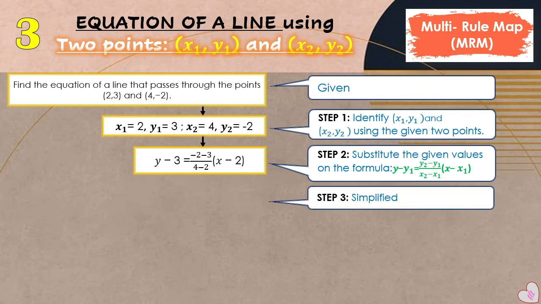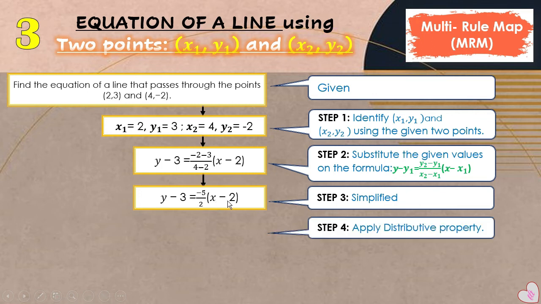Step 3. Simplify. You will have y minus 3 equals negative 2 minus 3. So you have same sign. You have to add. That's why you have 5. And then copy the same sign, which is negative. Over 4 minus 2, you have 2. And then times quantity x minus 2.